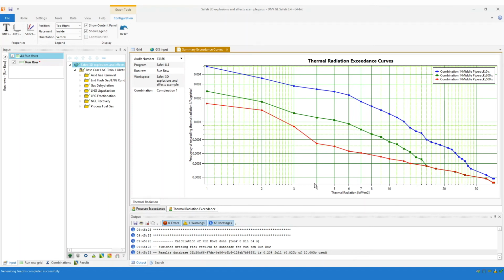You might, for example, be interested in a relatively low level of thermal radiation, such as 4 or 5 kilowatts per square meter, where that level of thermal radiation could prevent someone from being able to exit a particular building. These types of charts will allow you to see how the thermal radiation exceedance frequency for those levels of thermal radiation vary with time, and then you can make some appropriate judgments using this information.